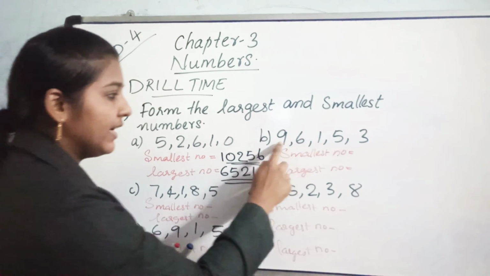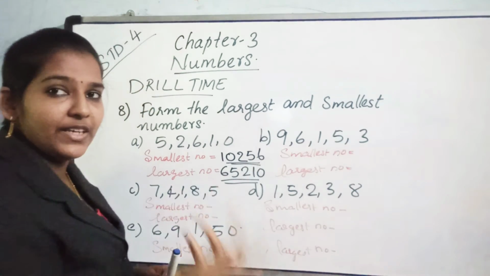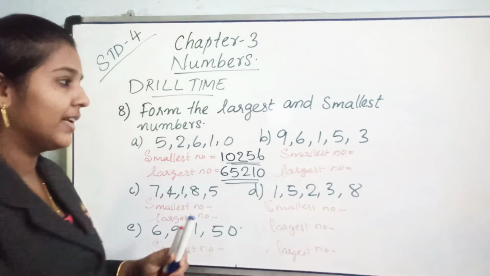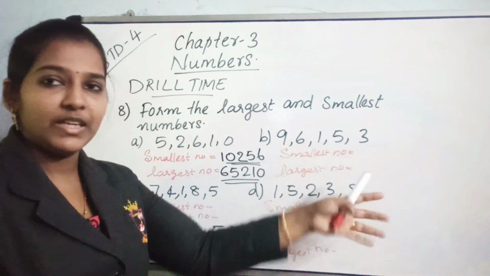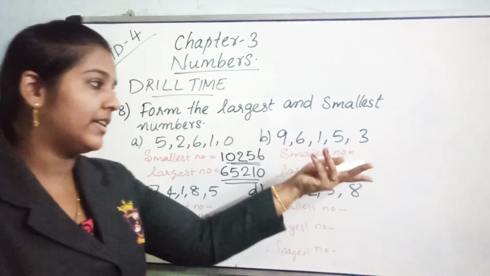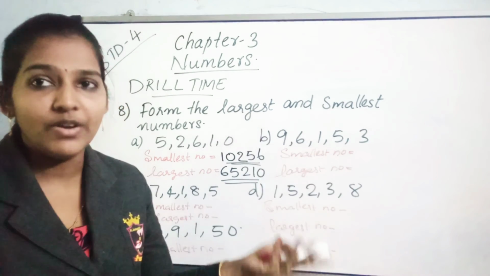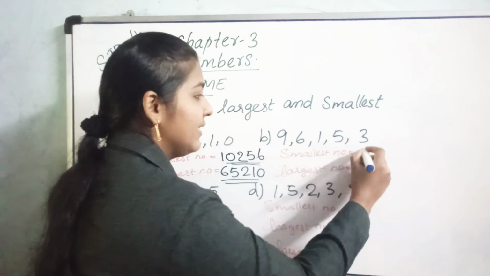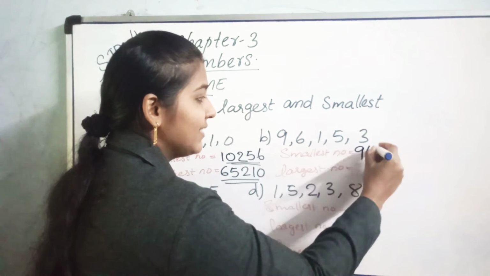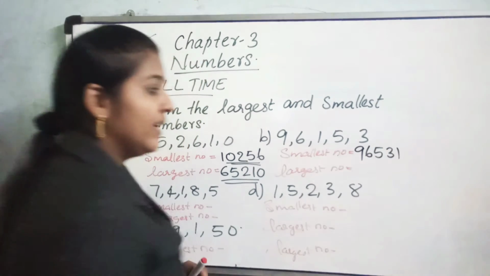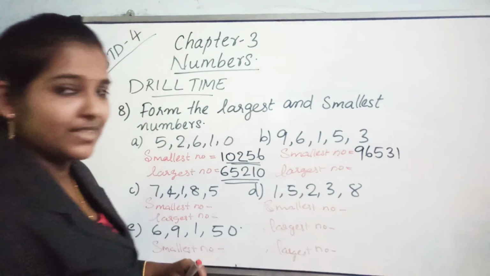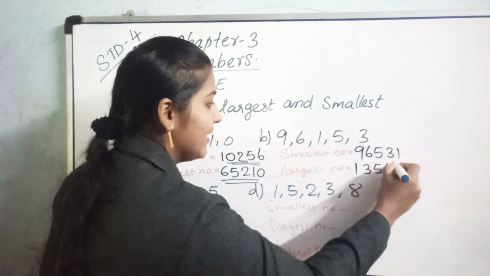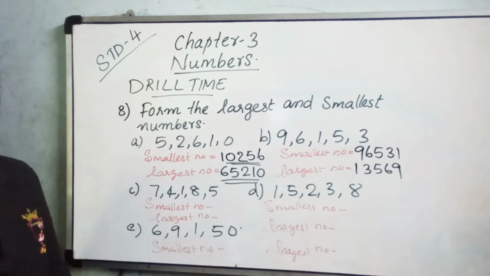Next is 96153. It's very easy for us to do because there is no 0 in the given digits. So we can easily write the digits in descending order and find out the largest number. So 9 in first position, 6, 5, 3, 1. 96,531 is the greater one, and then 1, 3, 5, 6, 9 is the smallest number.